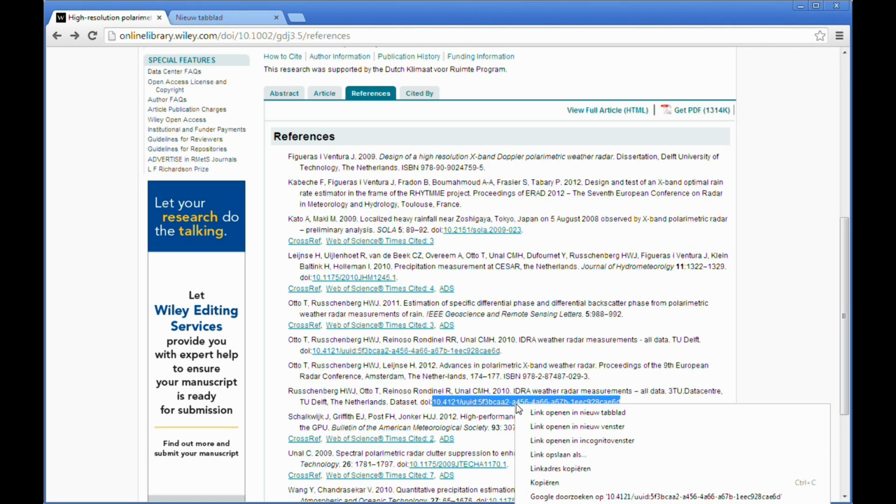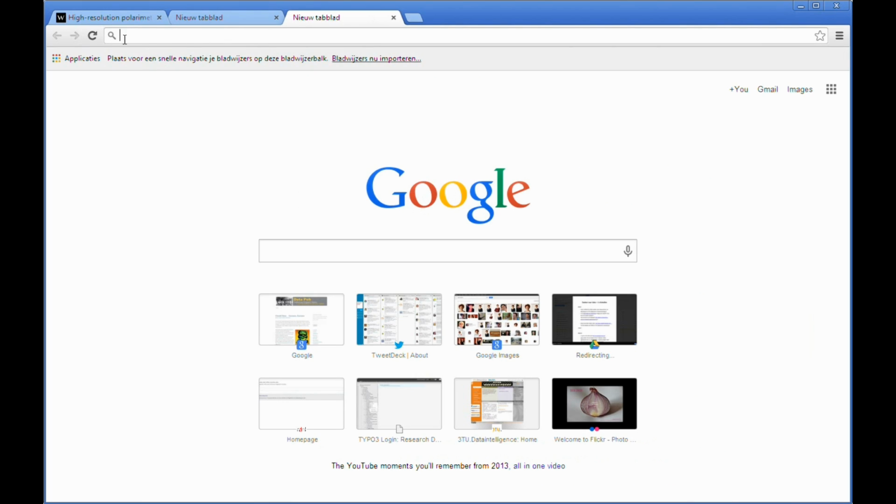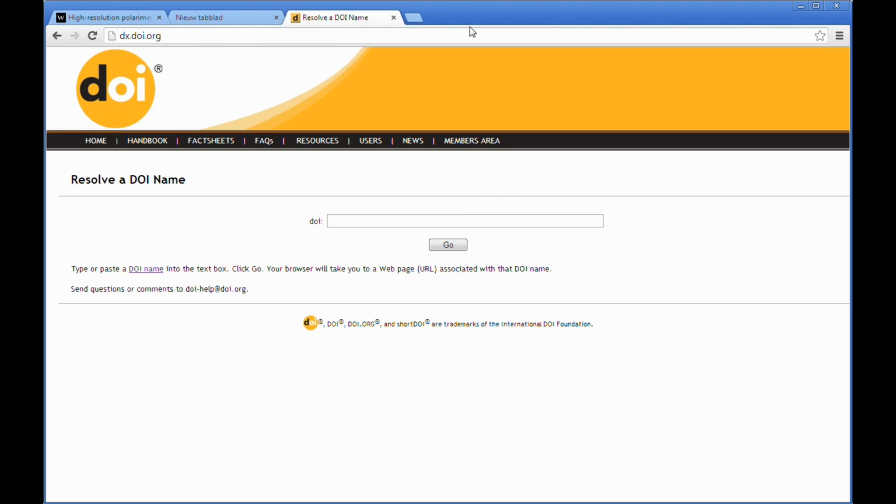Copying and pasting the link, we see dx.doi.org was added to the URL. So what is dx.doi.org? Removing the suffix, we see that it is in fact the DOI resolver. Sometimes a DOI fails to resolve because it wasn't linked properly. In this case, you can always visit the resolver itself and fill in the DOI to locate the corresponding dataset.